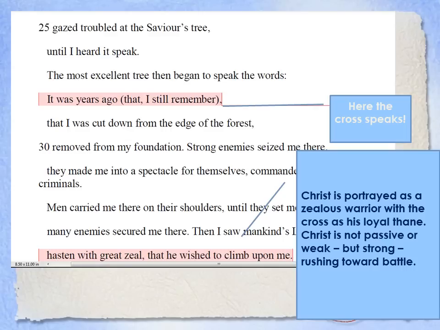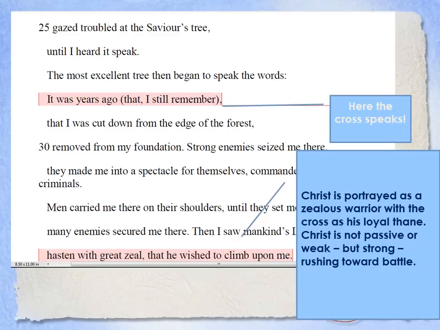And then finally, at this point, not long after line 25, "it was years ago that I still remember." That's where we enter in where the cross is actually speaking. It talks about how he started out as a tree, and he was cut down, and he was made into this thing of destruction.